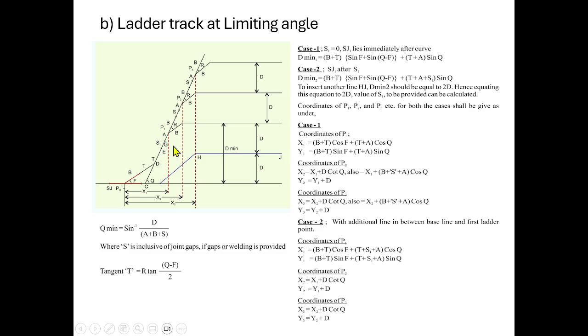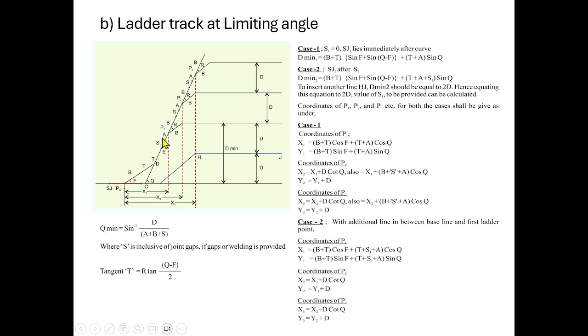In this case, since we are slightly bringing the ladder track close to the vertical, this area will be able to be utilized. At the same time, the road capacity also will be increased. Since the angle of the ladder track is more than the angle of crossing, there will be a necessity of introducing a connecting curve here, tilting it. So in this case, how much minimum angle theta can we provide? For that we are using this relation: sine inverse of d by (a plus b plus s).